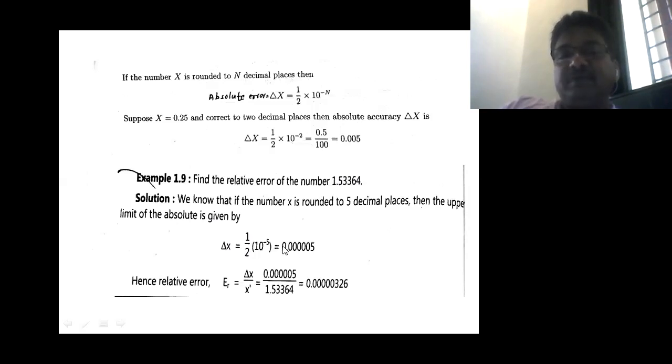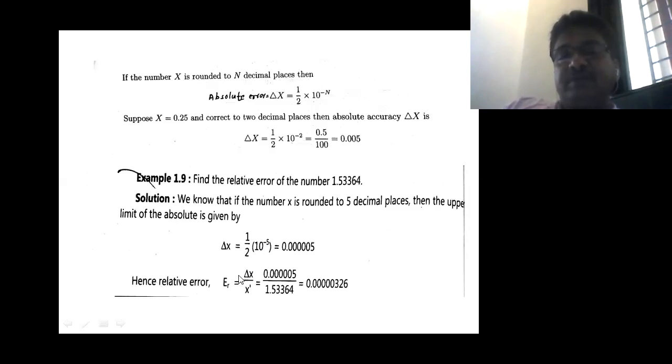That is 0.5 times 10 raised to minus 5, because 1/2 is 0.5. Into 10 raised to minus 5 means after the point write 5 zeros and then 5. That is, shift the point to the left side, 5 digits to the left side.